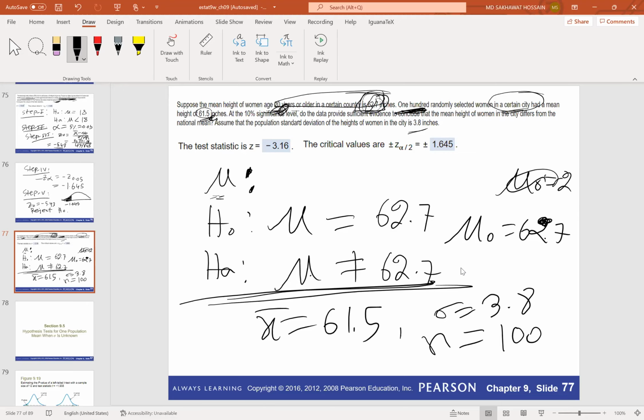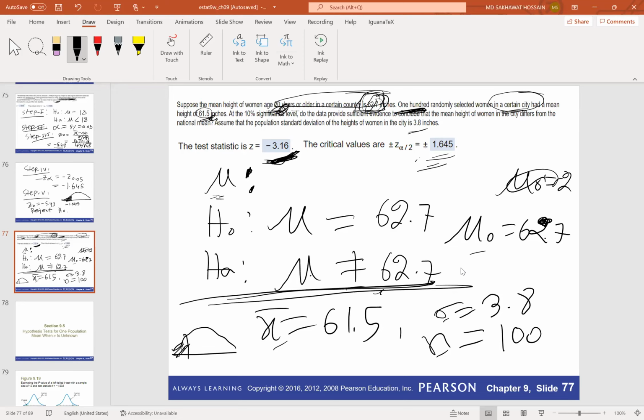Now we have all the information. We have mu 0, sigma, n, and X bar, so we can calculate the test statistic. This is a two-tailed test, so we'll have two critical values, plus or minus z alpha by 2, which is plus or minus 1.645. And our test statistic is negative 3.16.